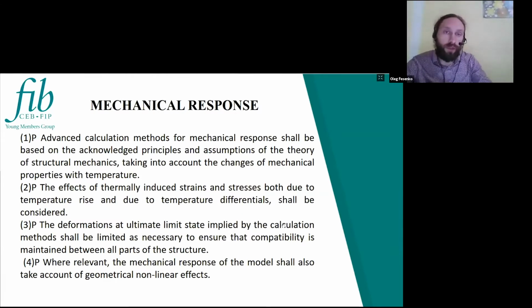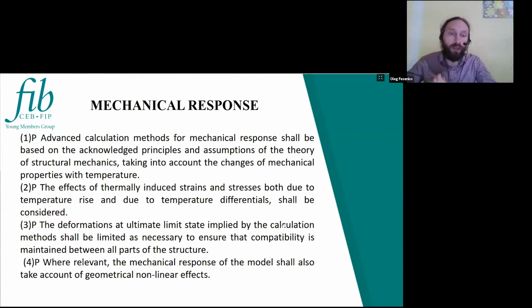Another part of advanced calculation methods is mechanical response. It also has some principles. The advanced calculation method for mechanical response shall be based on the acknowledged principles and assumptions of the theory of structural mechanics, taking into account the changes of mechanical properties with temperature. The effects of thermally induced strains and stresses, both due to temperature rise and due to temperature differentials, shall be considered.